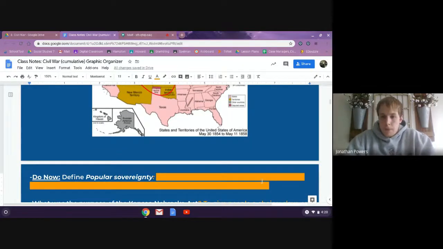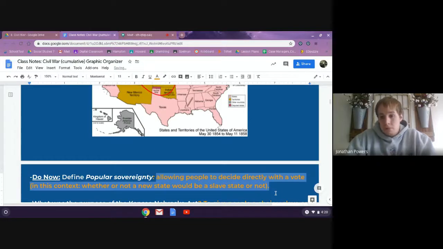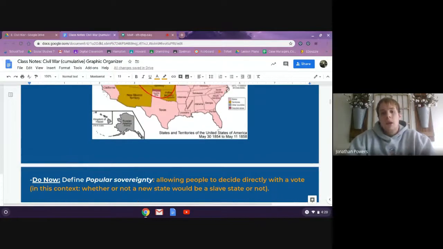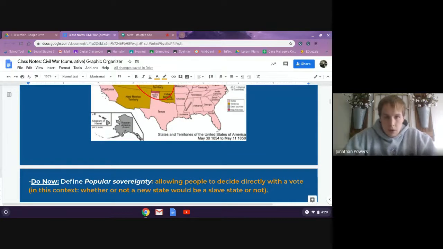Wonderful. Okay. So, popular sovereignty, by definition, is allowing people to make a decision for themselves based on basically their vote. That's how we determine what people's opinions and beliefs are in the United States of America. So, obviously, we're talking about this issue of slavery here because we're pushing towards the American Civil War. And popular sovereignty was the belief that if people wanted to live in a state that allowed slavery, they should be allowed to. That's what popular sovereignty is all about.